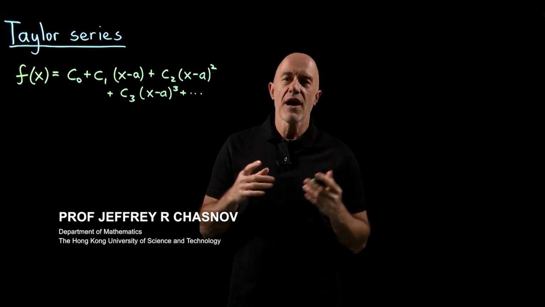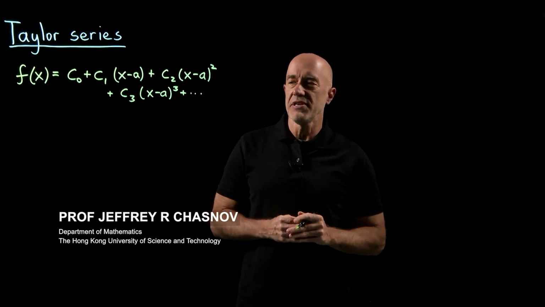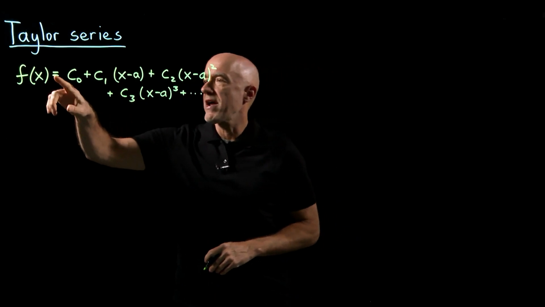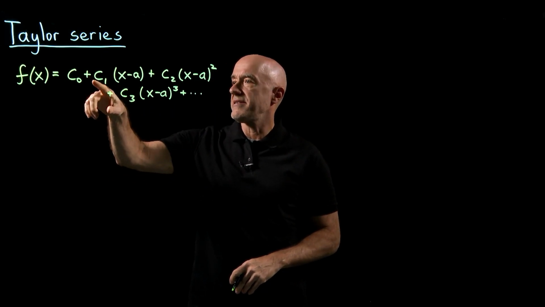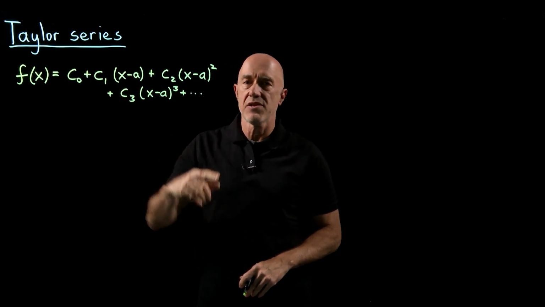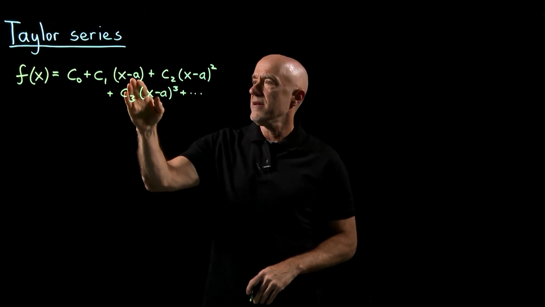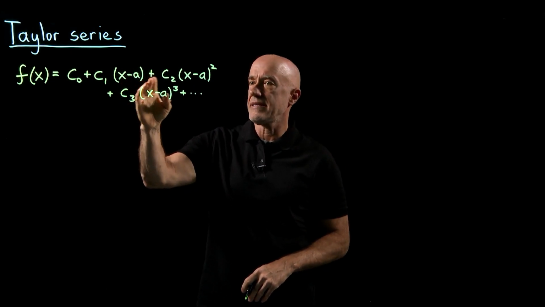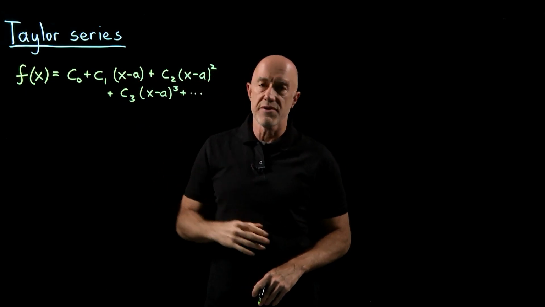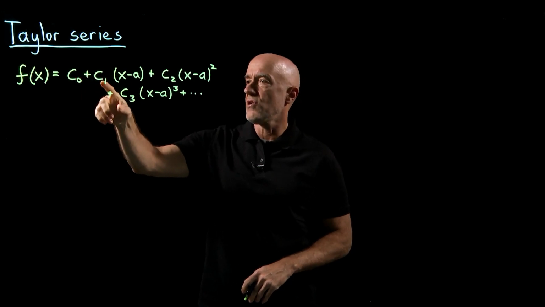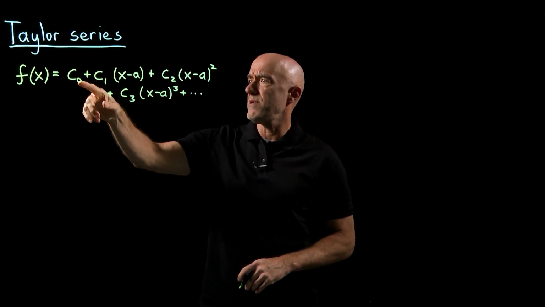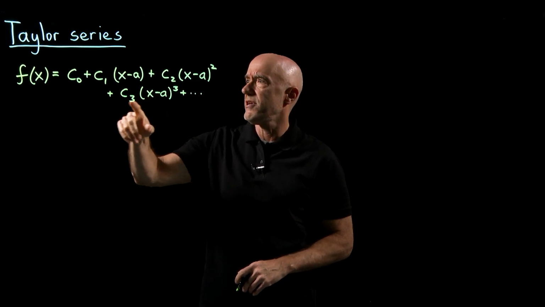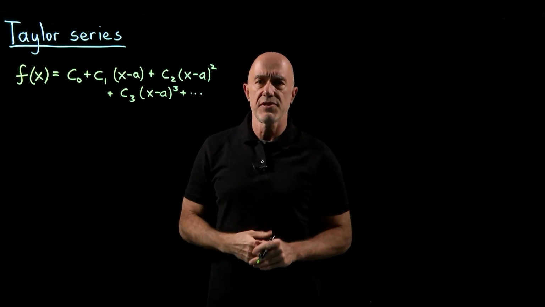We're ready to derive the Taylor series of a function. So we'll start by writing a function as a power series. We'll write it as a power series about the value x equals a. So the terms are x minus a squared, etc. And we have these unknown coefficients. So the idea then is to determine these unknown coefficients so that this becomes a Taylor series.